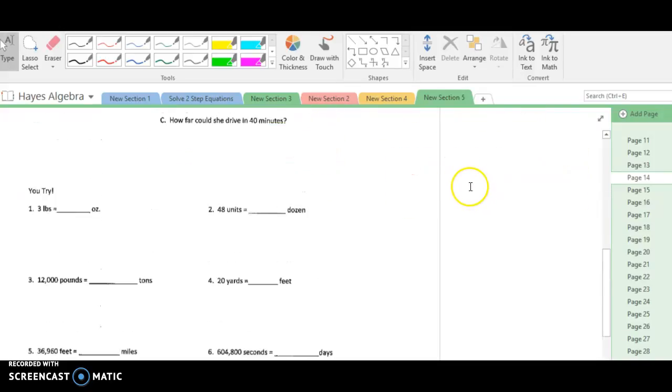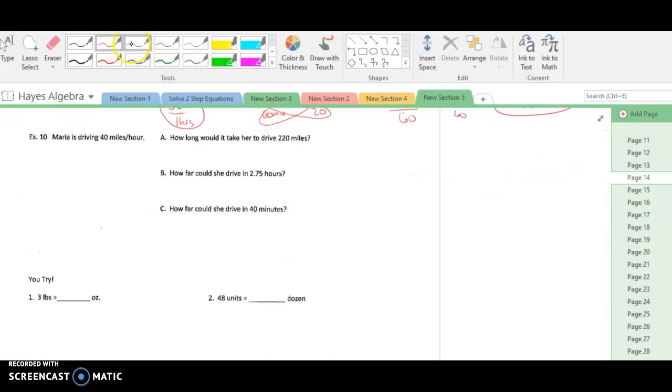Okay, now number 10, and I don't have an example in the notes, but I'm going to tell you right now. Interest is equal to principal times rate times time. The principal is the amount invested. So if I invest $800 at a rate of 6% for, say, 9 years, right?